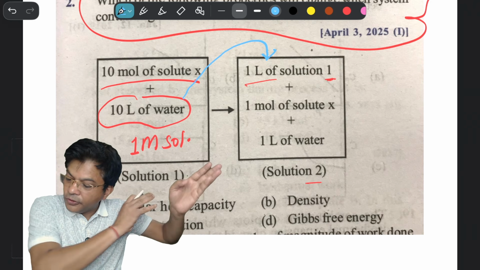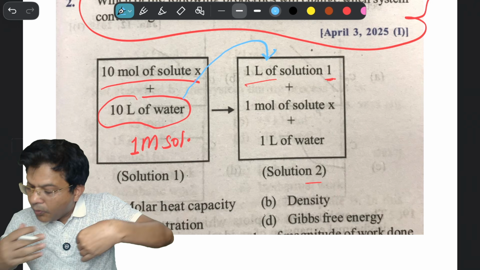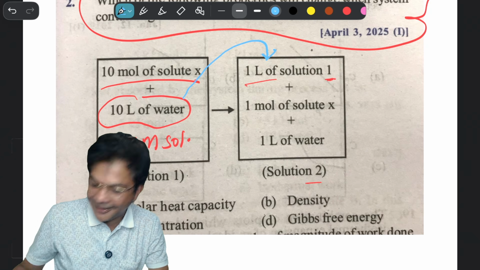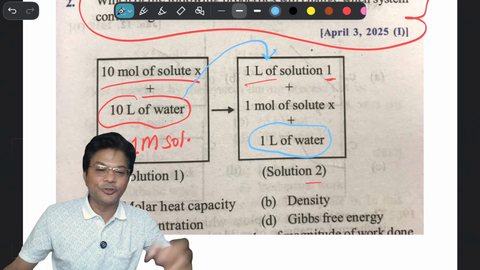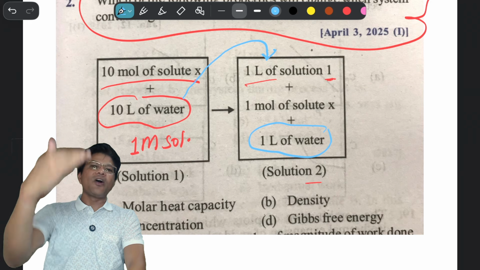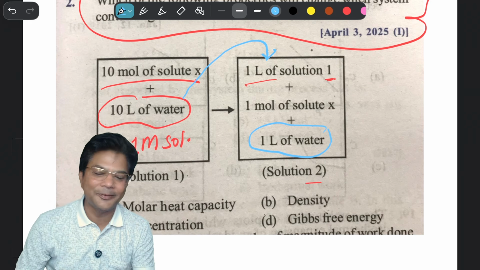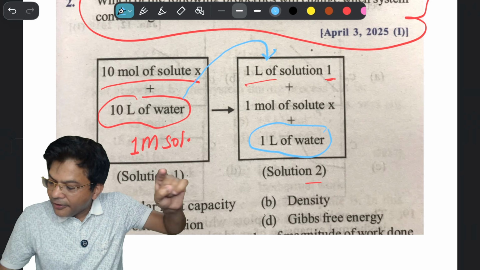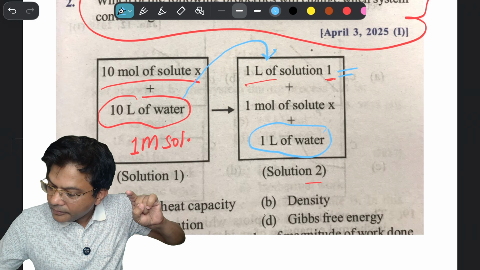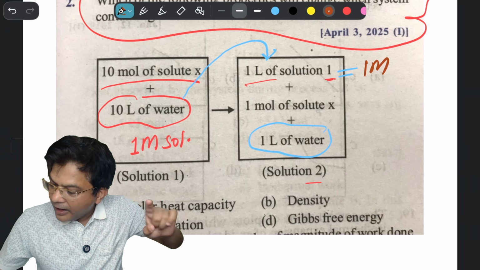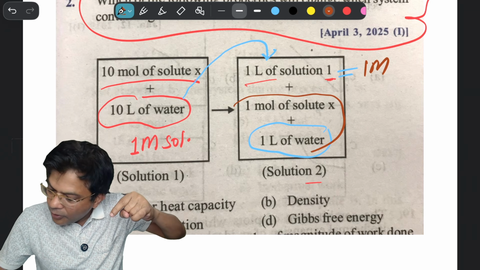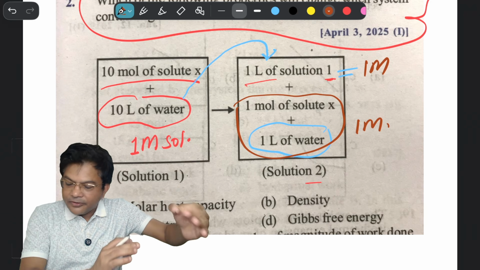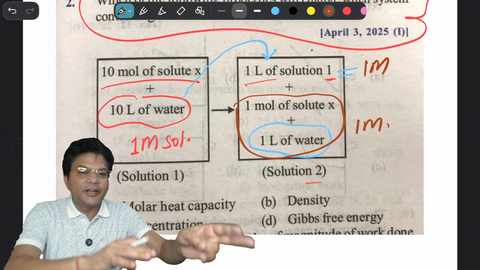To 1 liter of solution 1, they have added 1 mole of solute and 1 more liter of water. So total, my dear students, see, what a great question. Salute, जहाँपनाह तोहफा कबूल. बहुत ही बढ़िया प्यारा क्वेश्चन है बेटा. So I would like to say 1 liter of solution, the molarity was 1. And 1 mole of solute in 1 liter, you have taken. So molarity is 1. That means from the first solution you have taken 1 liter.